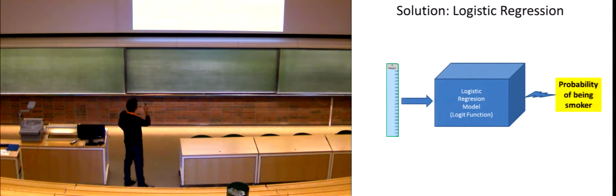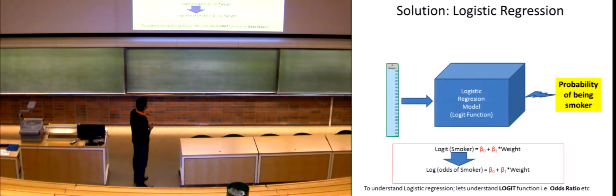So what it does is that you have an input variable, there is a logistic regression model which gives you an output of the output variable, and our output variable here is being a smoker. The name logistic regression has come from the mathematical operation called a logit. Logit of smoker, and this model can be written as the logit of smoker is equal to beta 0 plus beta 1 times weight, which is the input variable. But first we have to understand what is the logit.